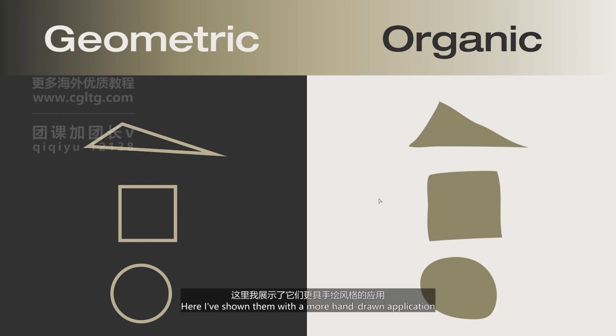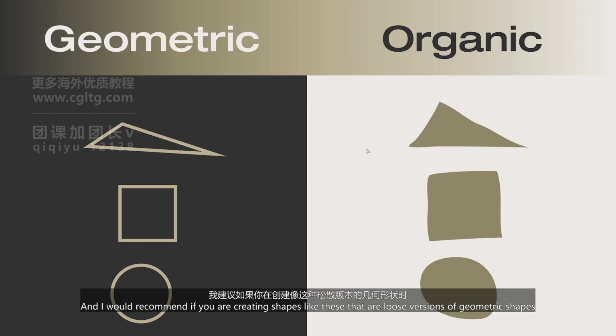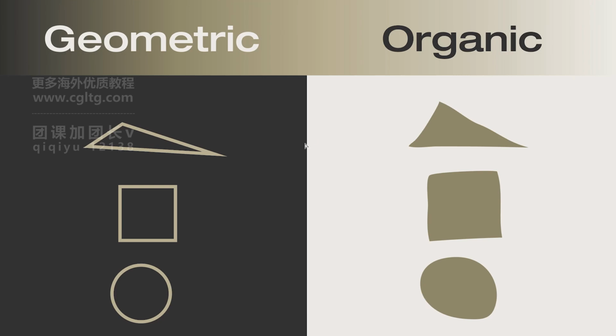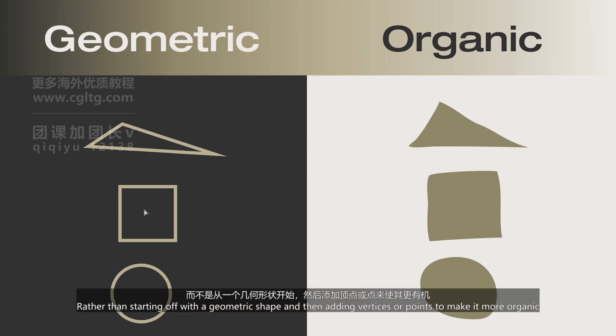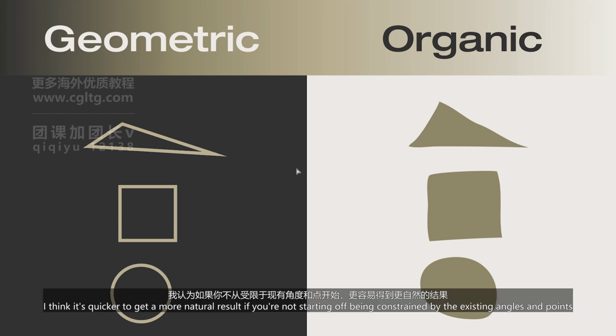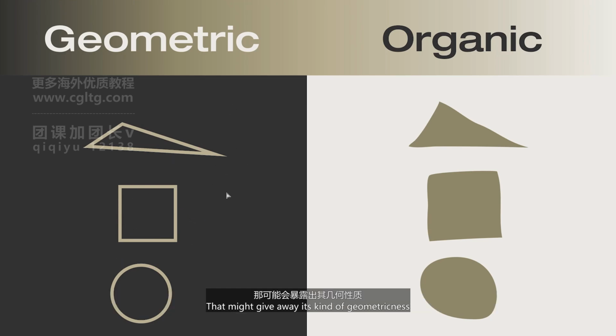Here I've shown them with a more hand-drawn application. And I would recommend, if you are creating shapes like these that are loose versions of geometric shapes, try to draw them yourself with a pen tool or a pencil tool, rather than starting off with a geometric shape and then adding vertices or points to make it more organic, more complicated. I think it's quicker to get a more natural result if you're not starting off being constrained by the existing angles and points that might give away its geometricness.